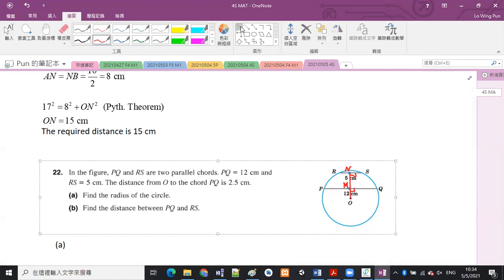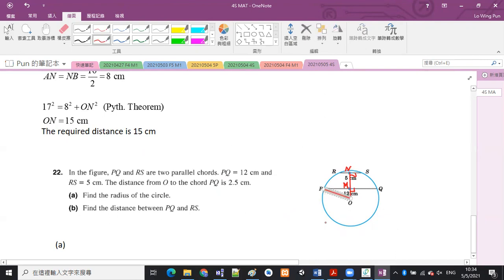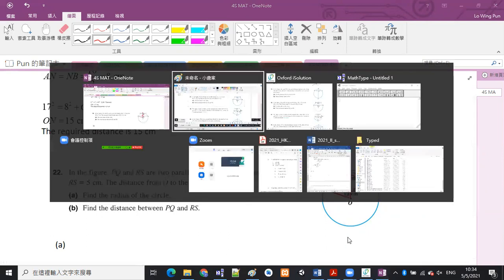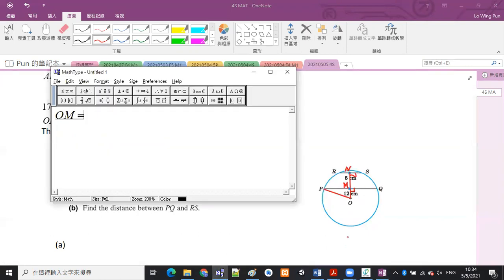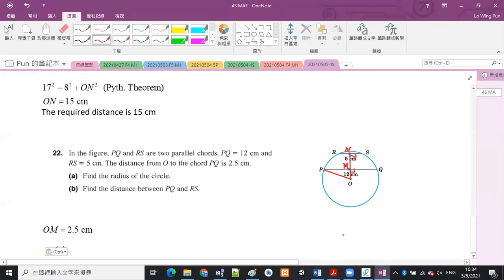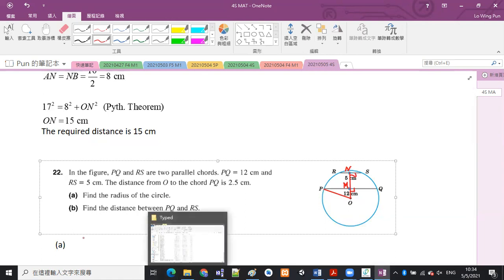Sorry. I'm going to find the length of OP. It's okay? OP is the radius of the circle. Of course, you can find OQ, OR, and OS, right? But this time, we have OM being 2.5 cm because this is the distance from O to the chord PQ. Okay?